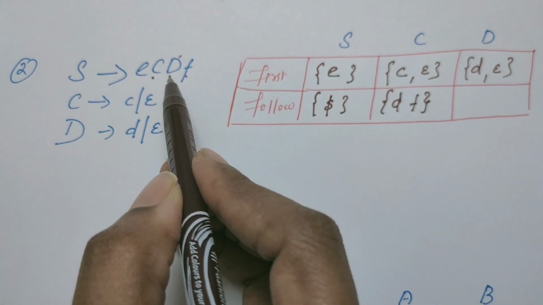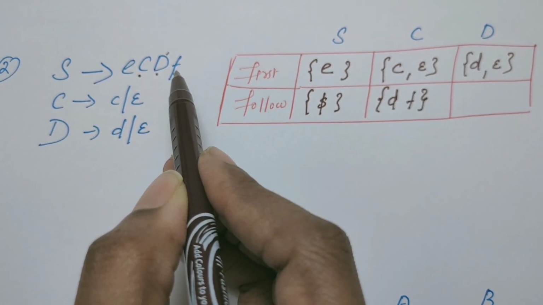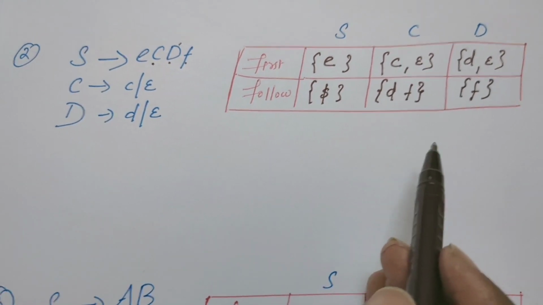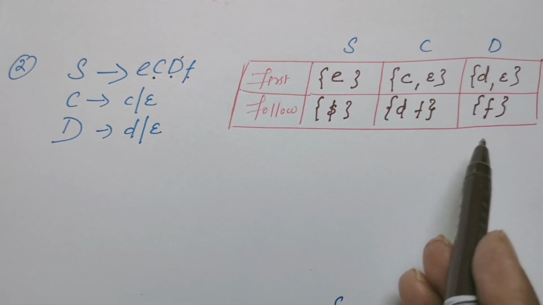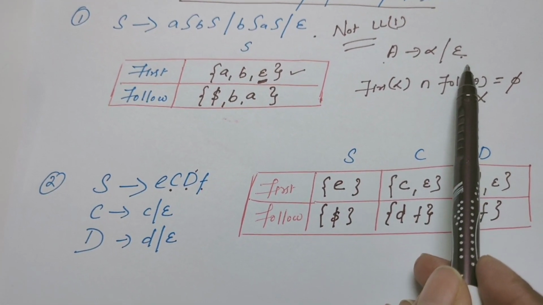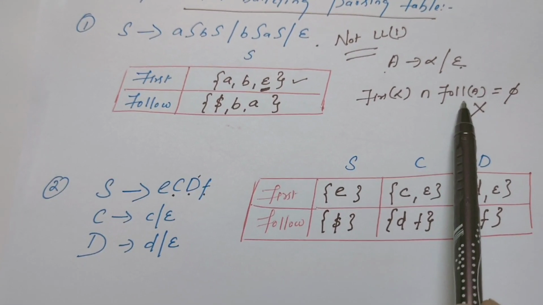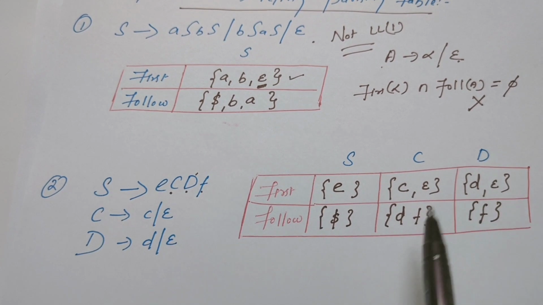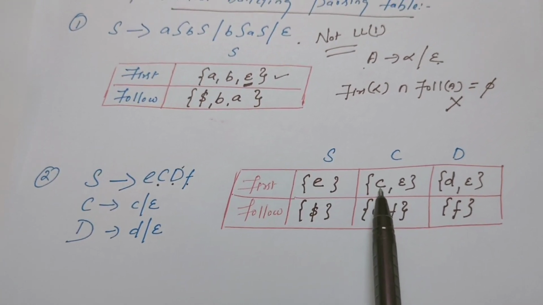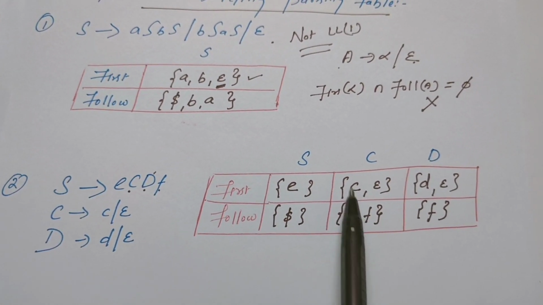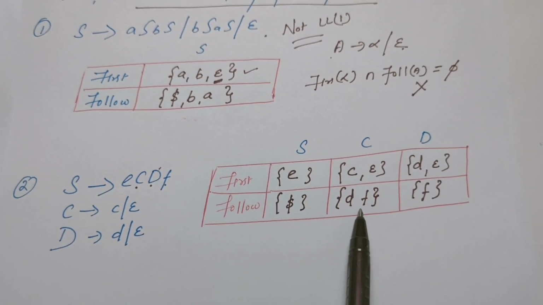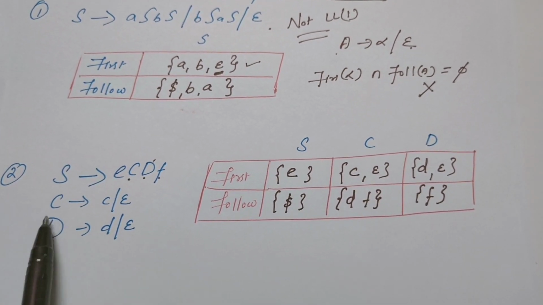Now let us find what is follow of D. Follow of D is F. Okay. So we have found the follow set of C as well as D. Now what is the second condition? If you have a rule of the format A derives alpha or epsilon, first of alpha intersection follow of A should be null. Right? Of course, first of C contains epsilon also. First of C is also C. Find the intersection between these two things, first of alpha and follow of A. If you find the intersection, it is null. So the second condition is true for this rule.